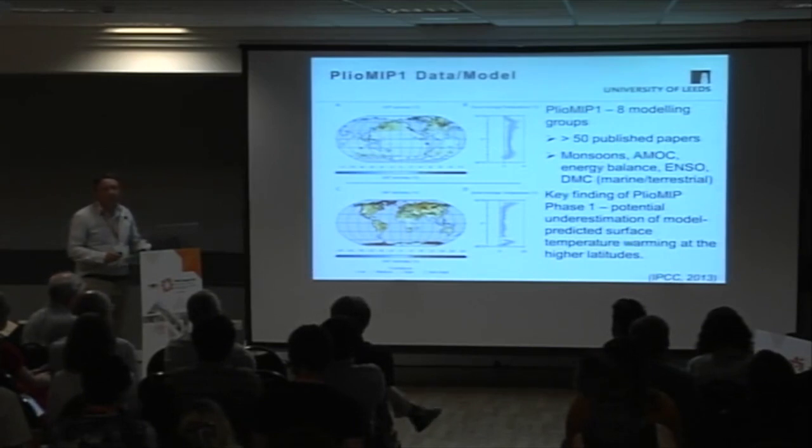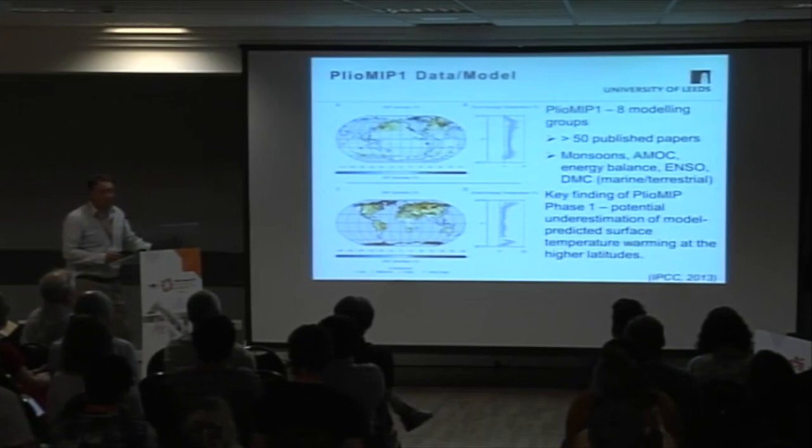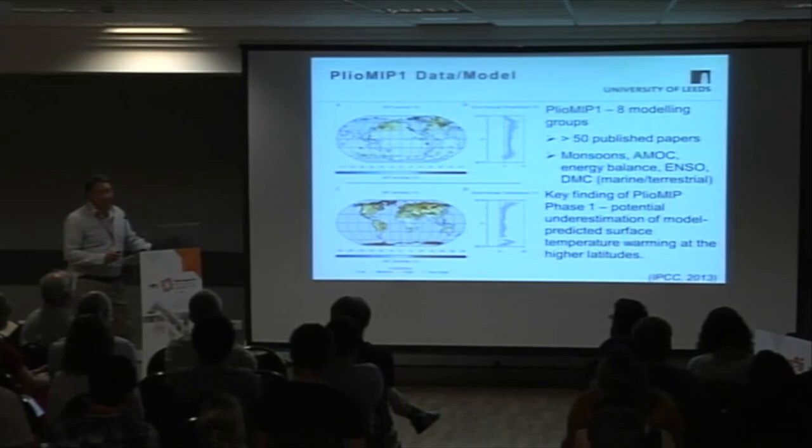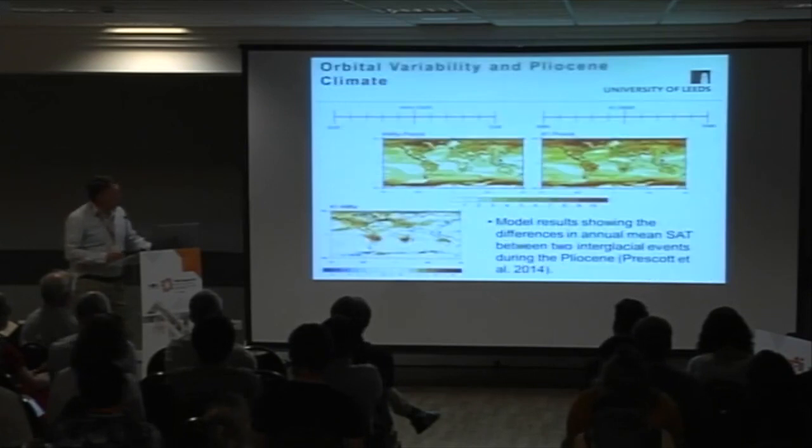That was one of the key findings, and it informed our thinking as we moved forward to the second phase of the project, which is running now. What could we do? What was it potentially about the experimental design, in terms of the boundary conditions within the model, or what was it about the data we were using for evaluation, that could have a bearing on that, and how could we address that in phase 2 of the project?